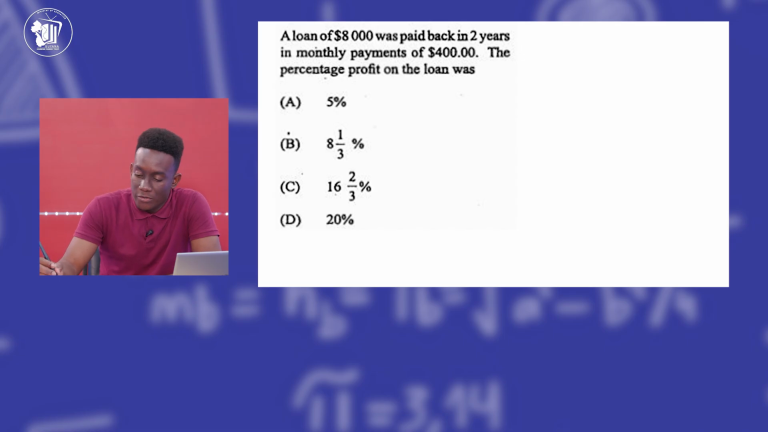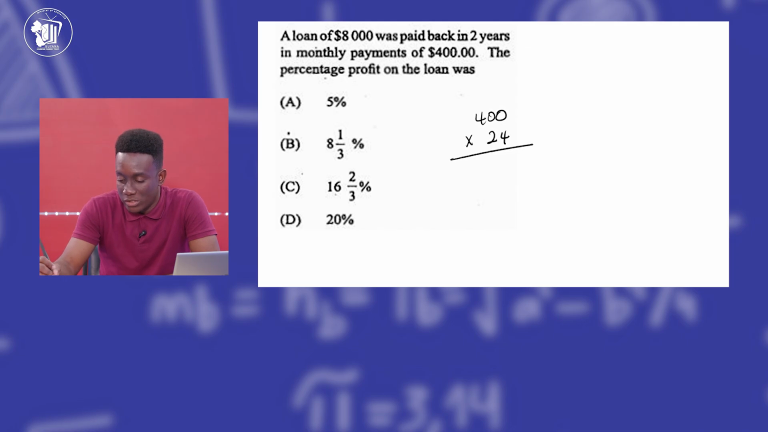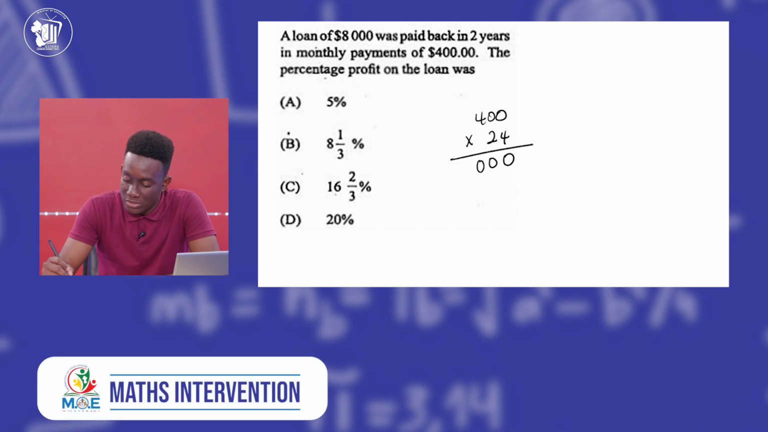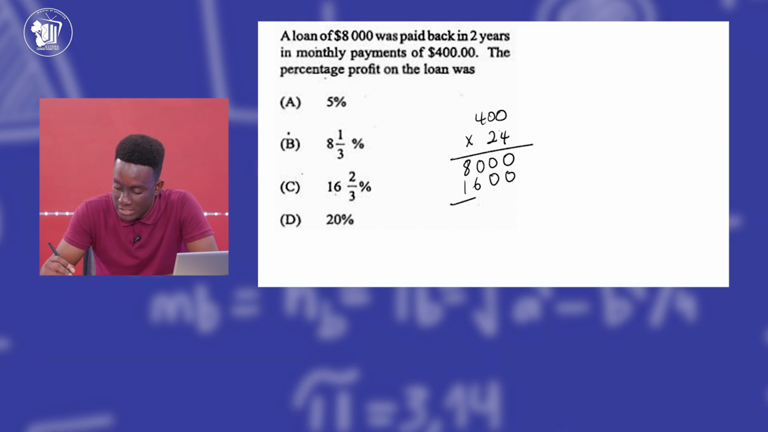So we see for 2 years they paid $400 every month. So this would be 400 multiplied by 24 since we had 2 years. So we can put a 0 there. 2 times 0 is 0. 2 times 0 is 0. 2 times 4 is 8. 4 times 0 is 0. 4 times 0 is 0. 4 times 4 is 16.